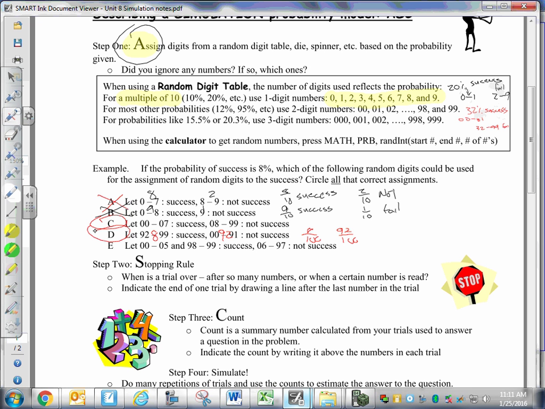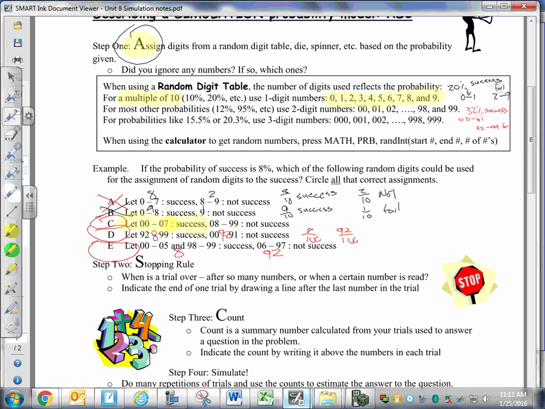What if I did 00 through 05 and I added 98 and 99? 0, 1, 2, 3, 4, 5, 98, 99. That's 8 numbers. 6 through 97, that's got to be 92 numbers. So that's 100. This also could represent an 8% chance. I'll tell you, any of those could be used, but just for our class, keep it easy on yourself. Go from 00 to 1 less than your probability, and that will always work. And then the remainder will be something not succeeding.